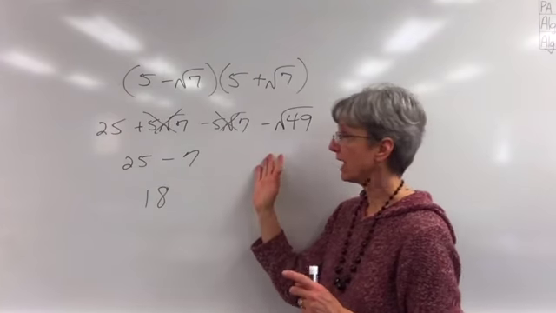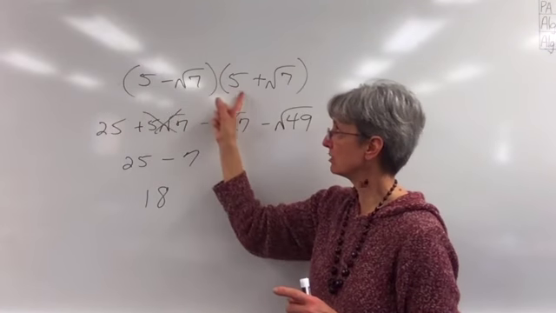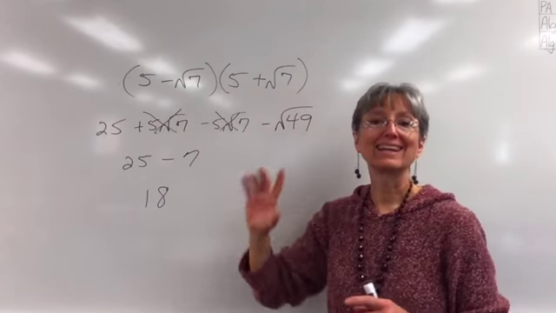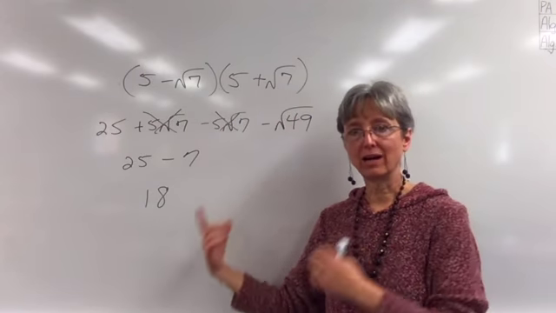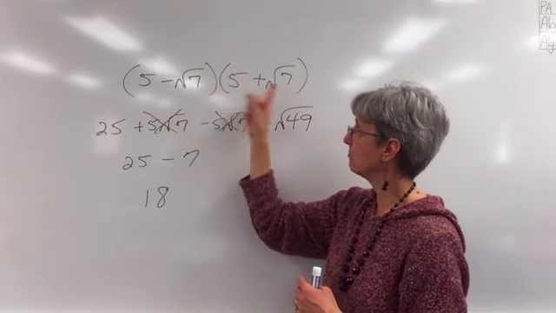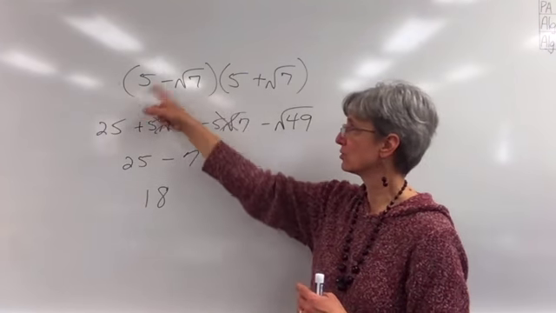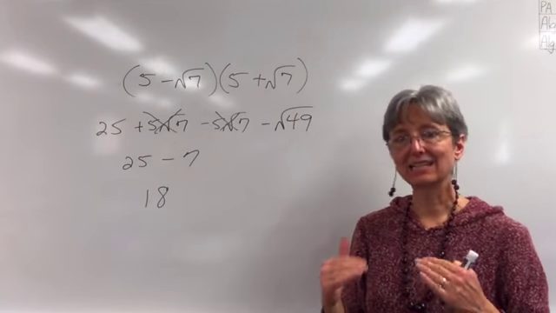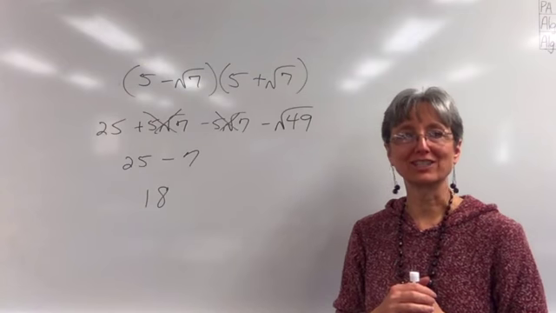So if you look at the pattern, we have our a term squared minus this b term squared ends up being our answer. So a squared was 25 and b squared was 7, so it's 25 minus 7 or 18. That's the pattern that we see with conjugates.